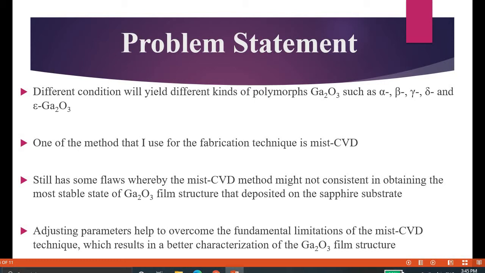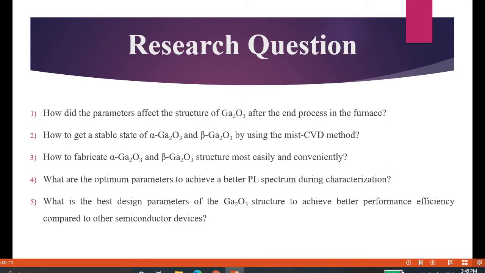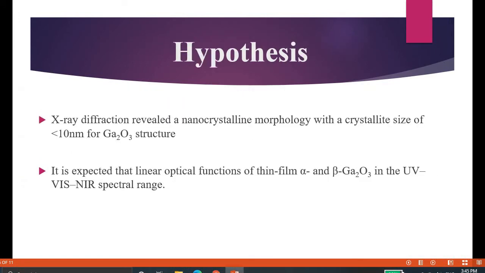The motivation behind this project is to build a large investment and knowledge base in order to be applied in conventional semiconductor device technology. And the purpose is to develop better sustainability in the mass production of new types of semiconductor devices. So next is the hypothesis.